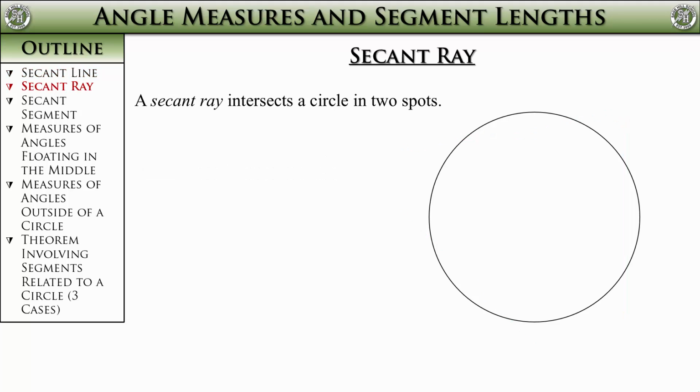A secant ray intersects a circle in 2 spots. It doesn't matter if the endpoint is on the edge of the circle, like this red one, or whether the endpoint is outside of the circle, like this blue one. As long as the ray eventually crosses the circle in 2 spots, it counts as a secant ray.